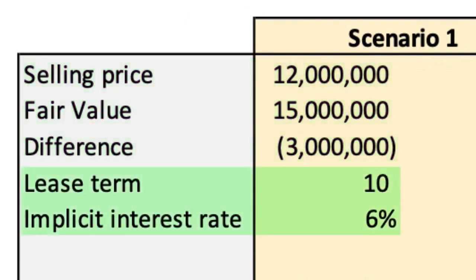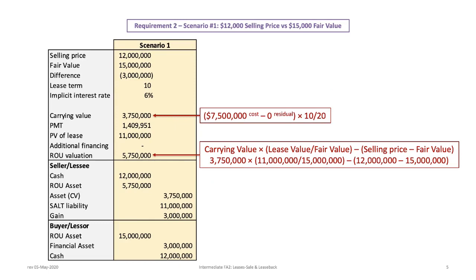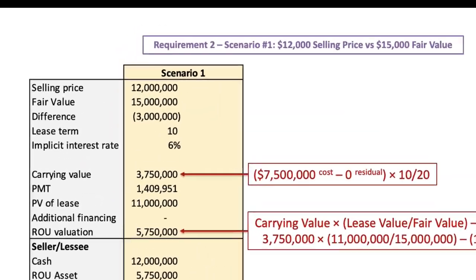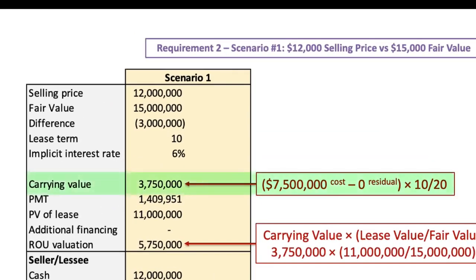Recall from the data that the lease term is 10 years and the implicit rate in the lease is 6% and is known to the lessee. Also recall that prior to the derecognition of an asset, we must make sure we have the correct carrying value. The building was purchased on January 1, 2010, for $7,500,000 and is depreciated over 20 years with no residual value.